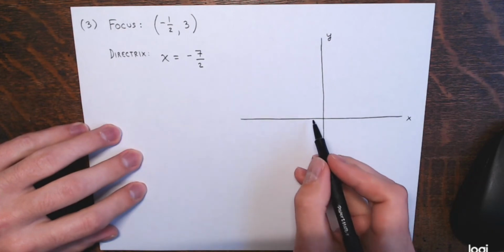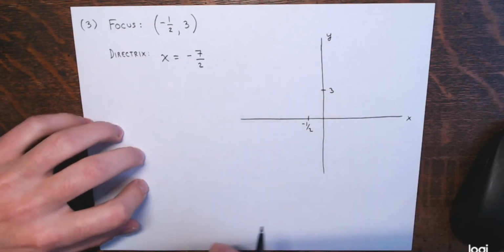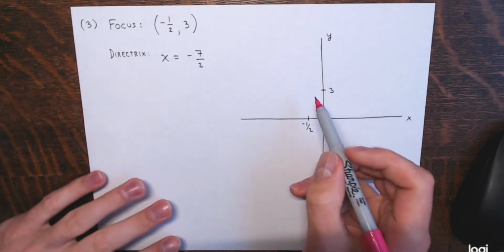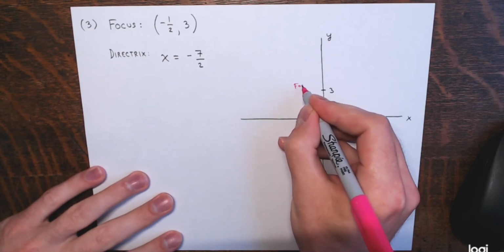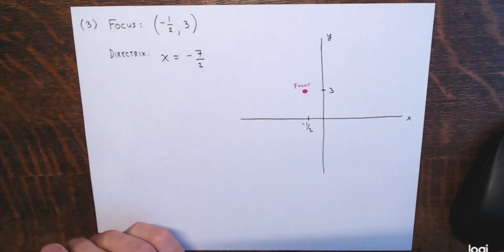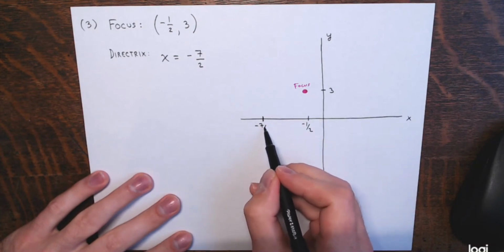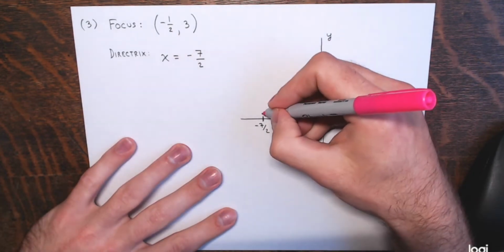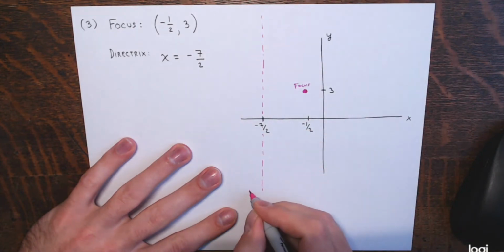So -1/2 for x and +3 for y. Again, I'm not doing graph paper or drawing to scale or anything. So if you want to use graph paper, that's cool. Here is the focus, and the directrix is given to us as x equals -7/2. Now -7/2 on the x-axis would be over here somewhere, to the left of -1/2. And it's a vertical line, right? X equals a number is a vertical line. So there's the directrix that was given to us.